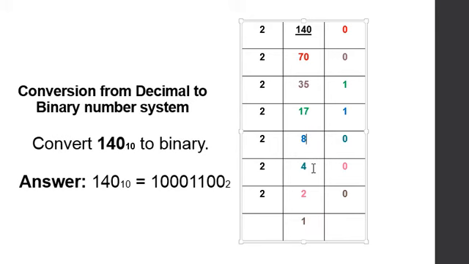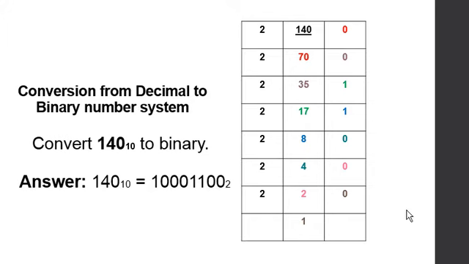Now we have 4 divided by 2. That's actually 2, so we write the answer 2. Then, there's no remainder, so we write 0 beside 4. Then now we have 2 divided by 2. The answer is 1. There is no remainder, so we put 0. Then we stop. How do we know when to stop? If our last result is either 1 or 0, that's the moment that we stop.